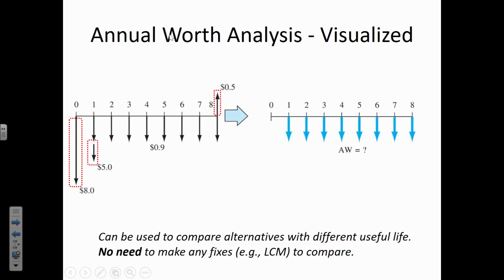Now, one of the nice advantages of the annual worth analysis is that we don't have to apply LCM, contract services, or early termination. In other words, the problem that we sometimes had with different durations of alternatives, like with the future worth method and the present worth method, the annual worth analysis automatically takes care of that. And so it is okay to compare alternatives with a different useful life when you use the annual worth analysis, because what you're doing is you're just expressing it in terms of each year, and you're automatically assuming that the alternative is repeatable.